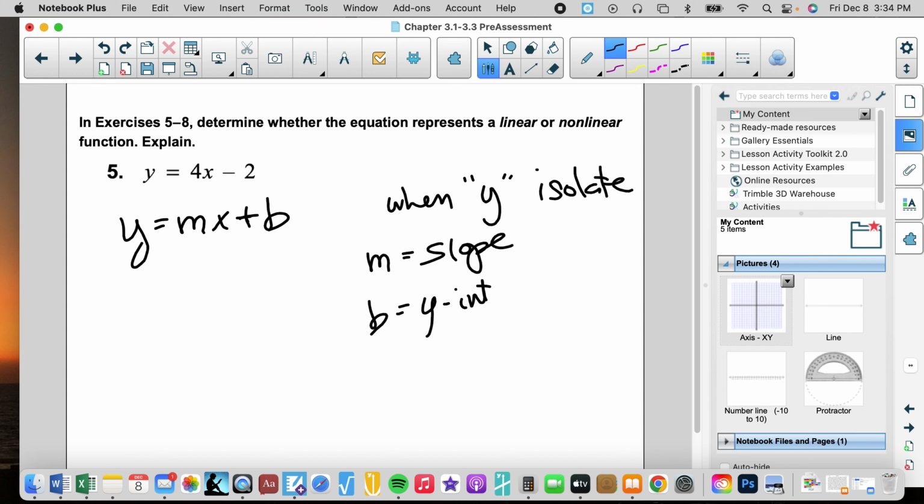That doesn't really mean anything. It's really the slope that determines linear. So it has a constant rate of change of 4, meaning it will go up 4, right 1, up 4, right 1. The other thing that I've taught you is that the exponent of x is to the first, and the exponent of y is to the first. So we know that all linear equations have an x exponent of 1 and a y exponent of 1.